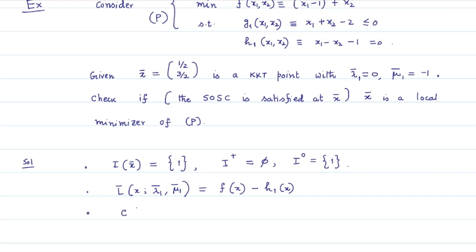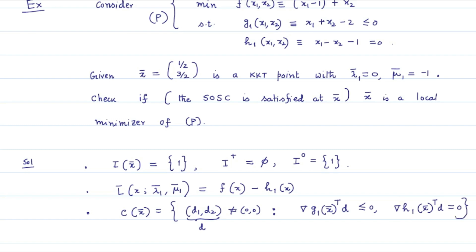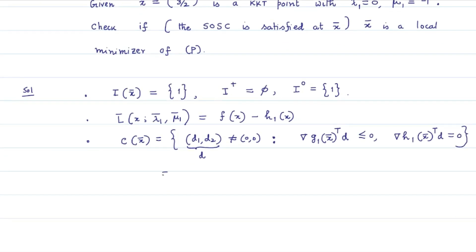Now we consider the set C x bar. C x bar is the set of all those non-null directions in the two-dimensional Euclidean space, writing this (d1, d2) as a vector d, such that the gradient of g1 at x bar transpose d is, as g1 belongs to the weakly active set, less than or equal to 0, together with the gradient of h1 at x bar transpose d equal to 0.